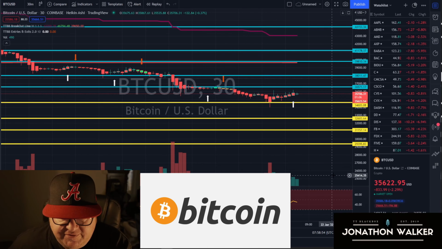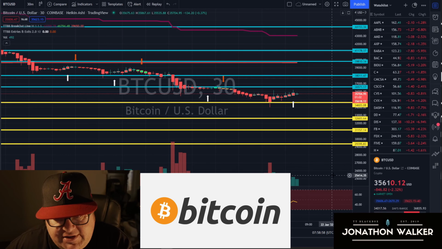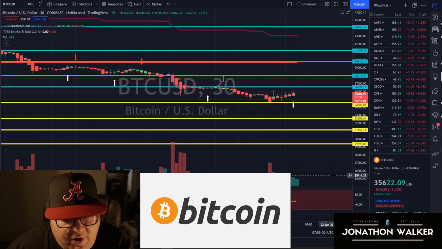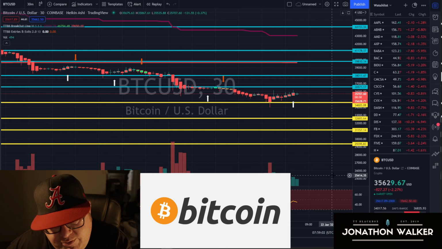That's my levels, folks. I'm looking for 34.6 for the bearish drop first, or 36.5 before I will go bullish on it. So those are the two important ranges.